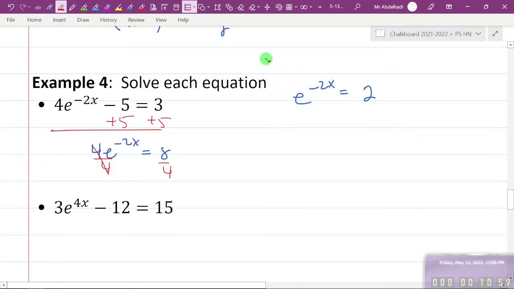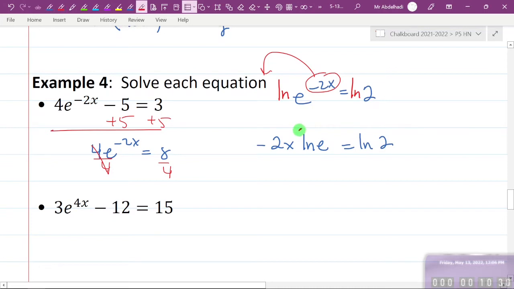But which log do you take? Don't take a log base 10, because if you take a log base 10, you're taking the log base 10 of 2.7182. That's not really going to help you much. You get to choose what log you take on both sides, so take the ln, the natural log, on both sides. Watch what happens. This will come down as usual. Now you have negative 2x ln e equals ln 2.